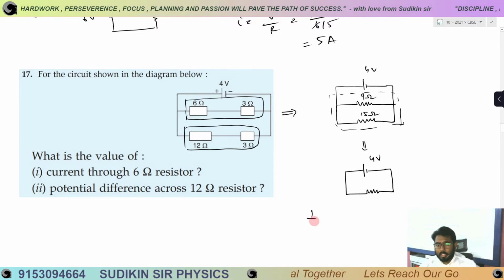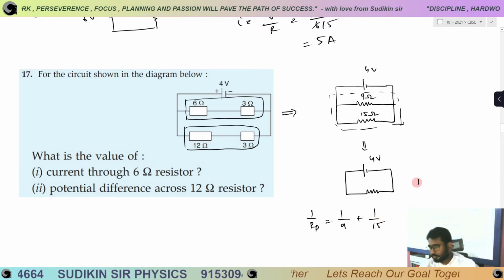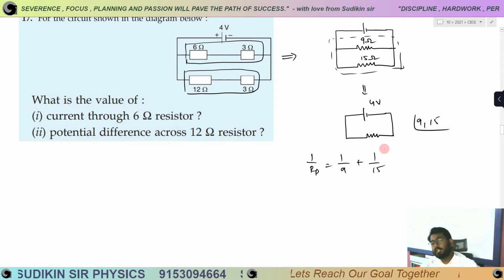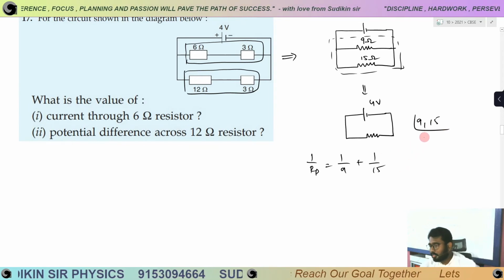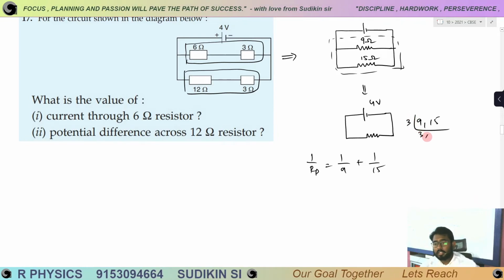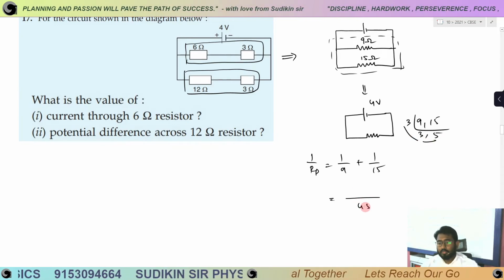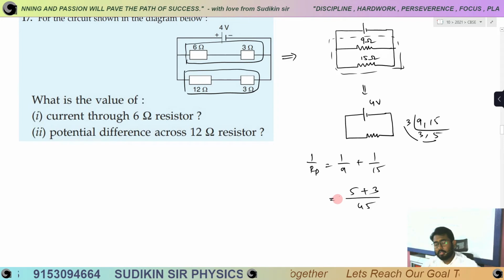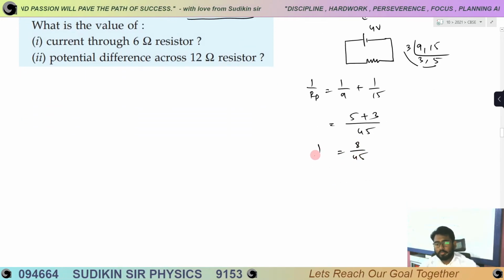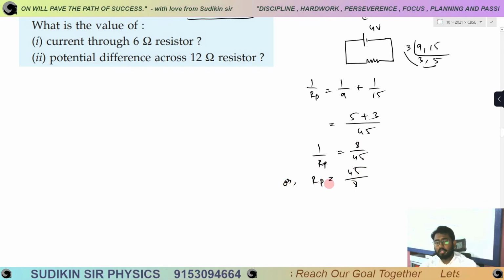So can I write it as 1 by R parallel will be 1 by 9 plus 1 by 15. Okay, so 9 and 15. Let us find out the LCM. 3 3s are 9, 3 5s are 15. So 3 3s are 9, 9 5s are 45. So that is 45, right? 5 and this will be 3. So 5 plus 3 is 8, so that will be 8 by 45. So 1 by R parallel will be 8 by 45, or R parallel will be 45 by 8 ohm.